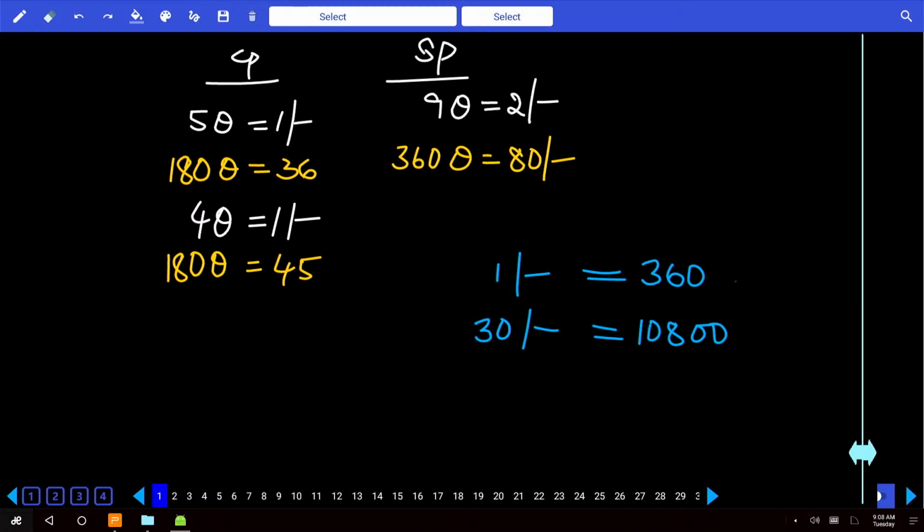Understood? White color is data. Is this okay for you? Right?